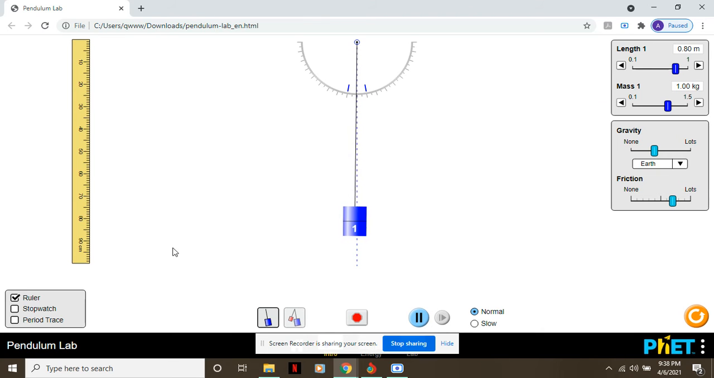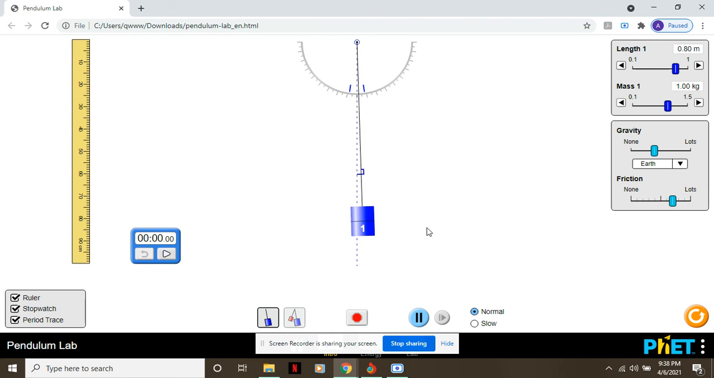0.8. Then down here we can include the stopwatch, which we can use to measure the time it takes for a certain number of oscillations. We can even include the period tracer to show us when it makes one complete oscillation. So you can see there, it shows you that it has made one complete oscillation. Okay. So now for the first part of this lesson, we are going to try and calculate the period of this pendulum at a length of 0.8 meters.